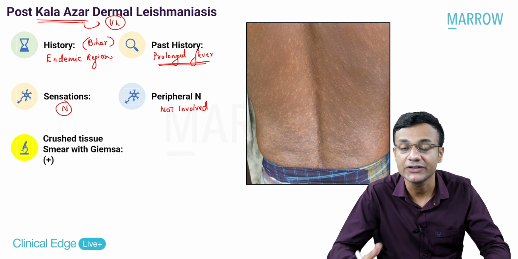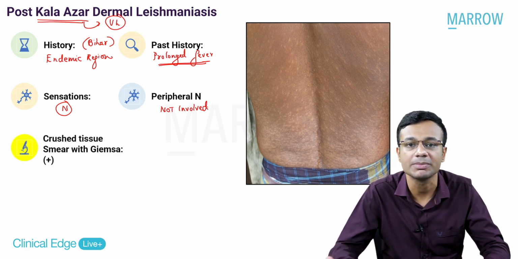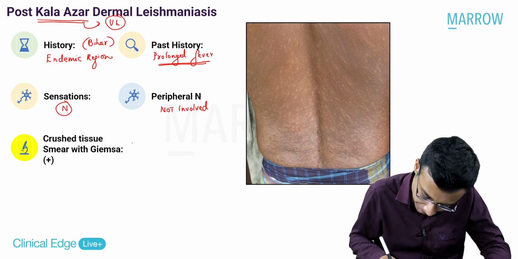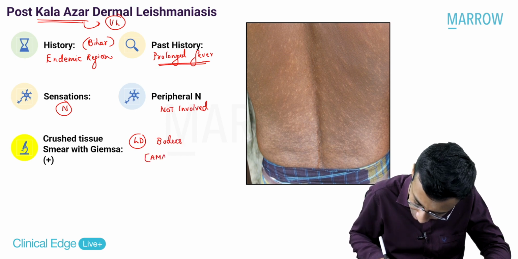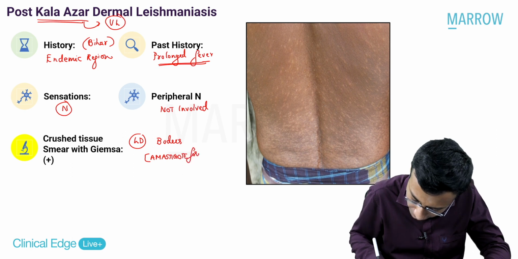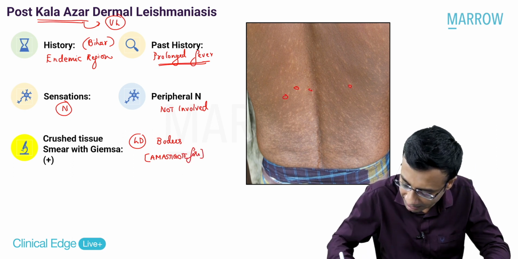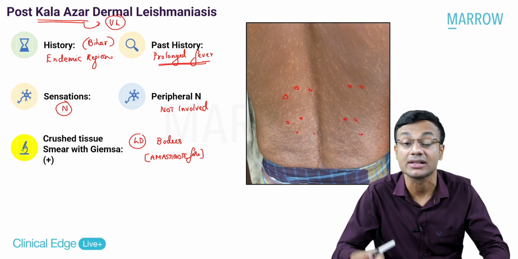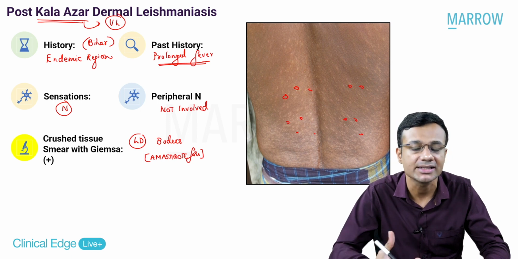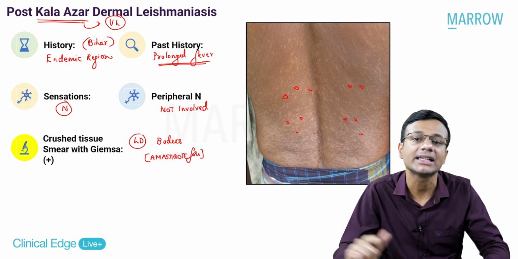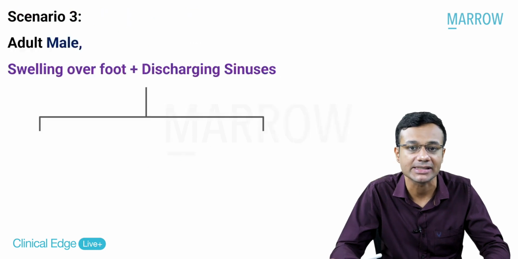And very important, the definitive diagnosis is by a crust tissue smear. So when you look at the crust tissue smear, you get LD bodies. Please remember, microbiology question, amastigote form. So here also you can see multiple hypopigmented macular lesions. Looks exactly like Hansen's. The only way to distinguish is the nerve parameter. Peripheral nerve thickening present, you go for Hansen's disease. If it says it is normal, then consider post-Kala Azar dermal leishmaniasis.